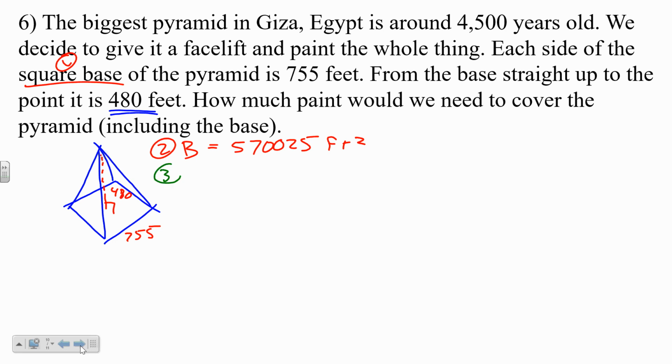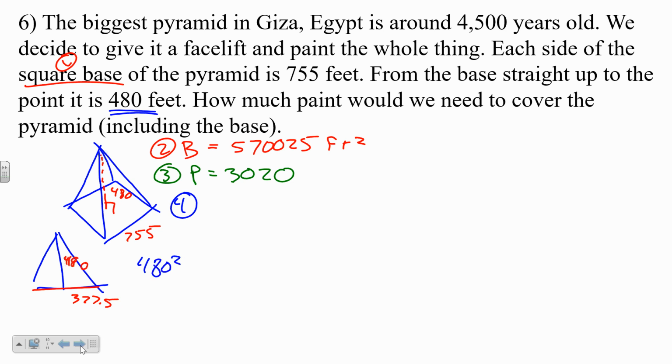My step 3 is my perimeter, which is 4 times 755. Same thing we did earlier. And then, unfortunately, with this one, we have to find the slant height again. So, again, if you're looking at this pyramid, I know that this is 480. And then the whole thing is 755, so we're going to divide that by 2. So we just need 377.5. So again, we're going to have some pretty big numbers here, but that's okay.